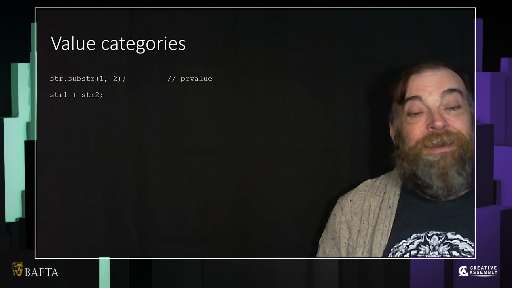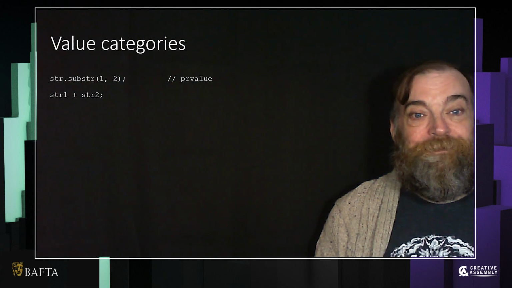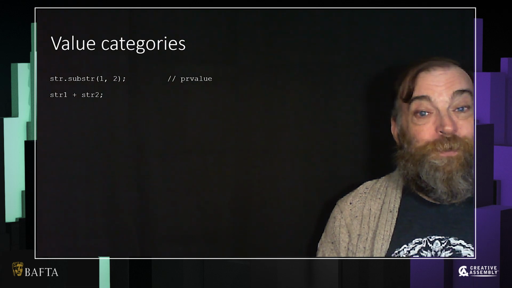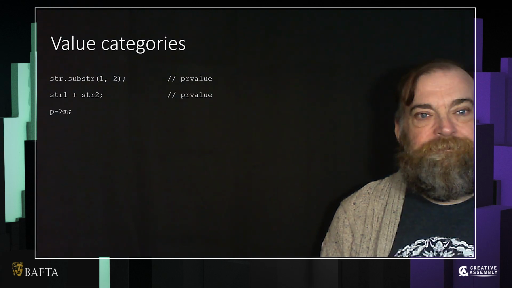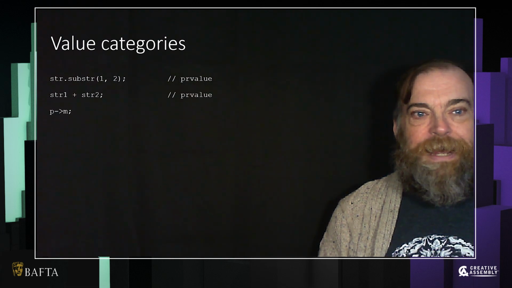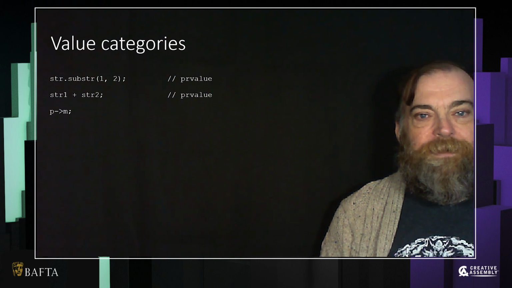It's a PR value. It can initialize an object, it has no identity, and it can be moved from. So what's the value category of str1 plus str2? They are objects of type std string. Well, again, it's a PR value. It can initialize an object, it has no identity, and it can be moved from.